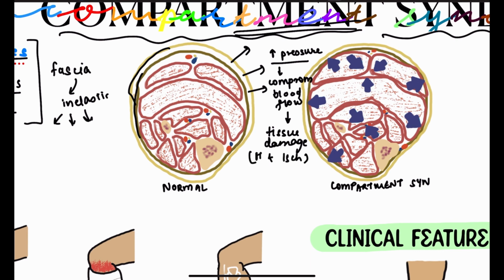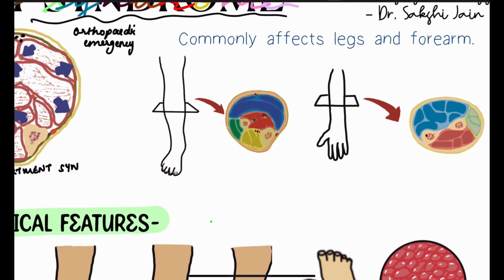Now if there is an increase in the pressure, the vessels which are present inside this compartment are going to get compressed. Due to the compression, the blood flow is going to get compromised. As the blood flow is compromised, the tissue won't get proper nutrients, due to which there will be damage to the tissue. Now this compartment syndrome is a true orthopedic emergency. It commonly affects the legs and the forearm.